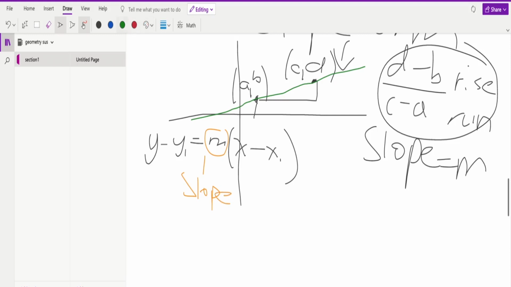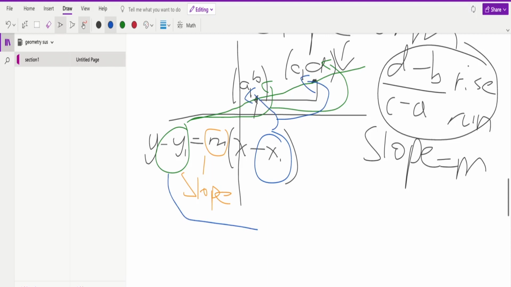And y1 would refer to one of these points. Could be that one or that one, just the y-coordinate of a point on this line. And the same with x. So x can be a point on this line, but here's the important thing. y1 and x1 have to be from the same point. They have to be coordinates of the same point.